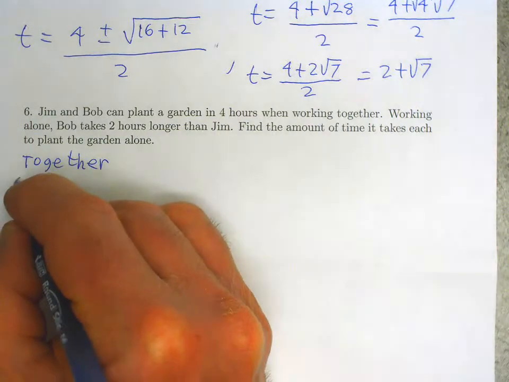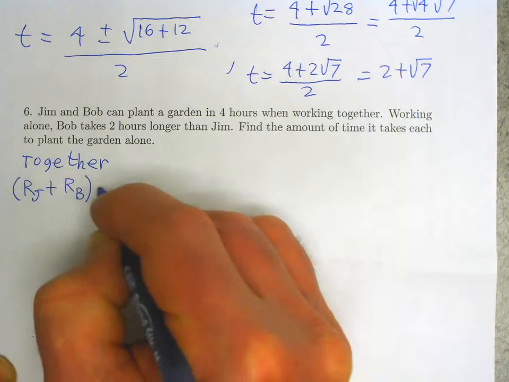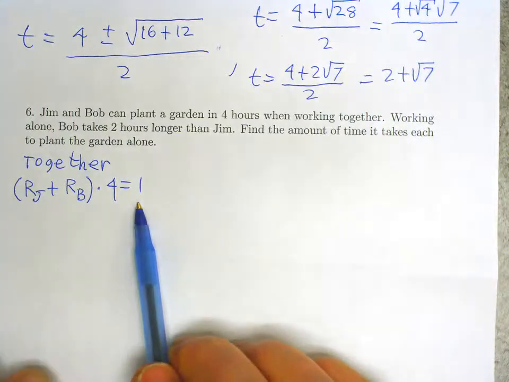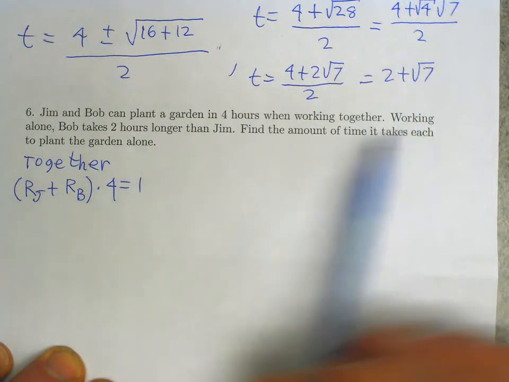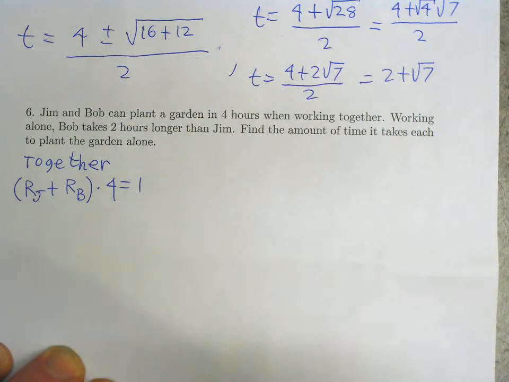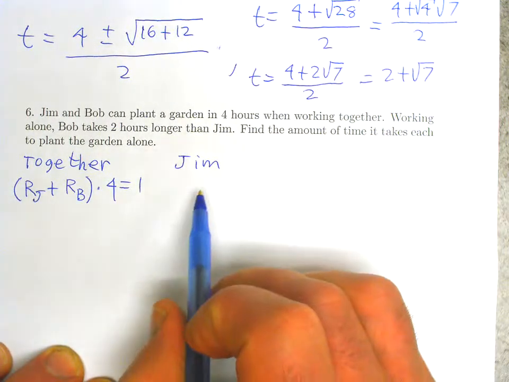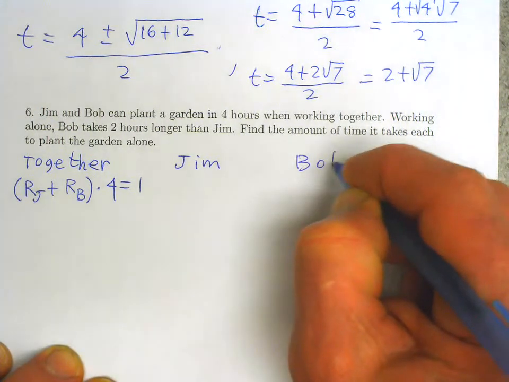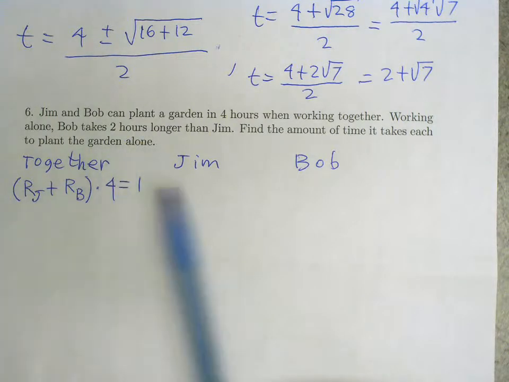So when they work together, we'll write Jim's rate plus Bob's rate times 4 hours, or in 4 hours they can plant a garden. And then we're given information about what they do when they work separately. So we're going to write down an equation of that form, rate times time equals 1 for Jim and also 1 for Bob. Okay, we're told that Bob takes 2 hours longer than Jim.